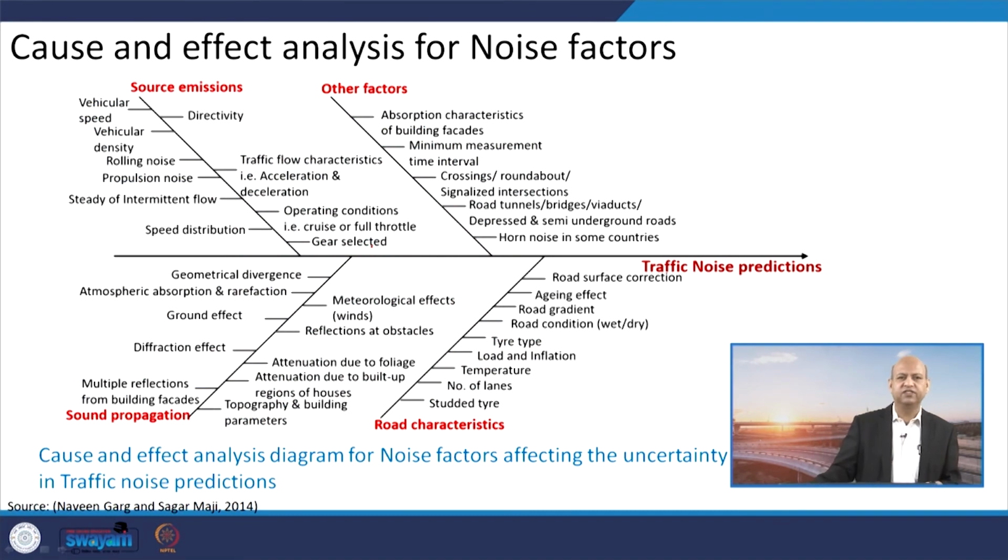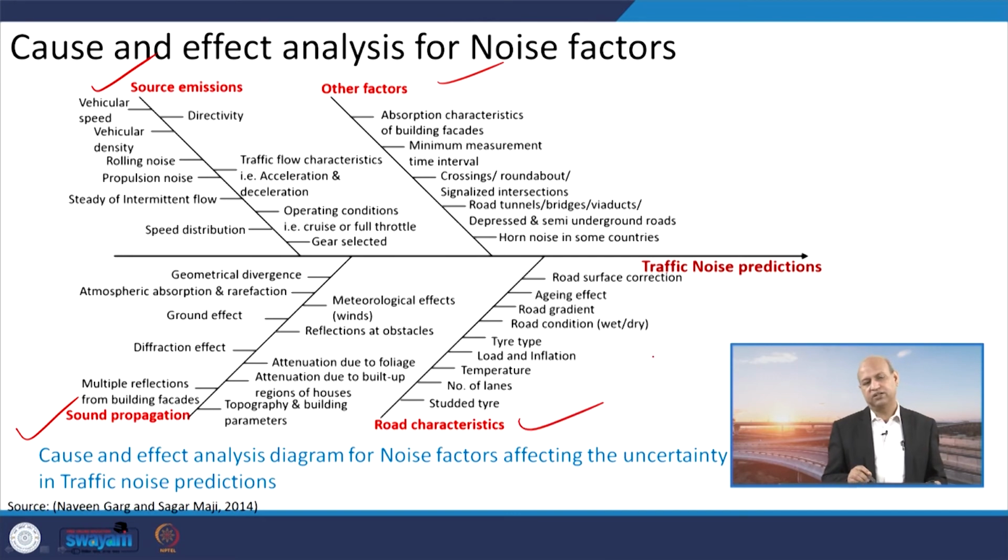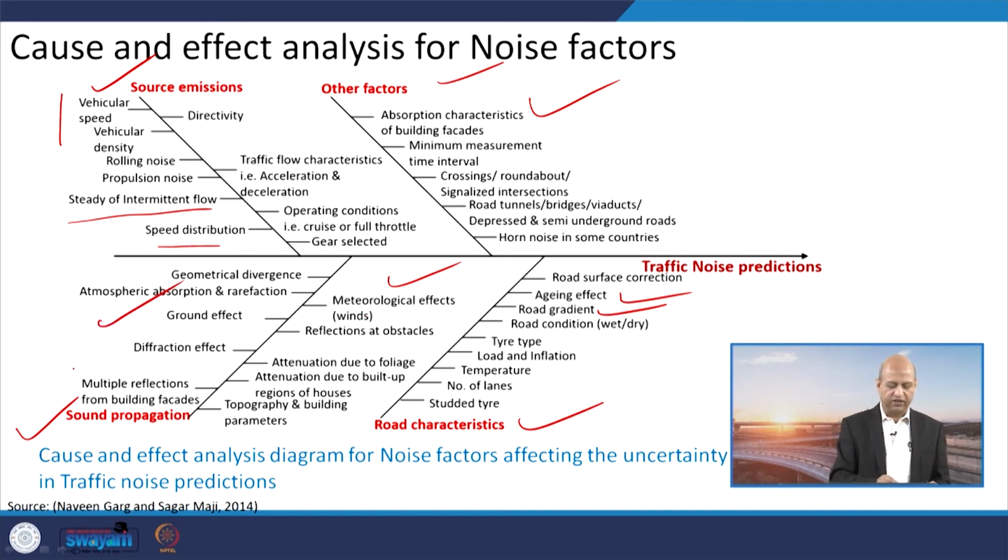When we talk about cause and effect analysis for noise factors, there may be source emissions or other factors, sound propagation and road characteristics. All these 4 things will influence the noise estimation. In source emissions, vehicular speed will influence the noise produced. Then vehicular density: if fewer vehicles are there and speed is more, then noise from the tires may be different than when it is slow traffic. And then steady or intermittent flow, speed distribution. Similarly, absorption characteristics of building facades, minimum measurement time intervals, aging effect, road gradients, then meteorological parameters like winds, and the ground effect, diffraction effect, all these are cause and effect related analysis.